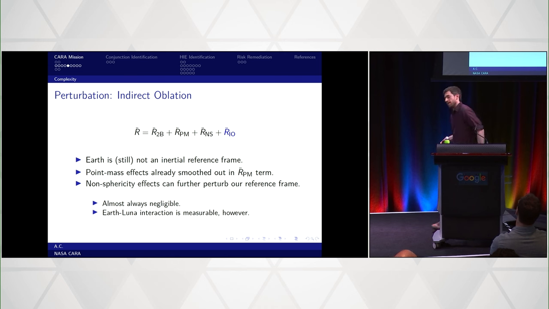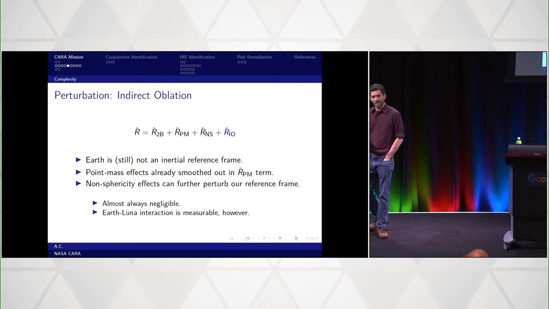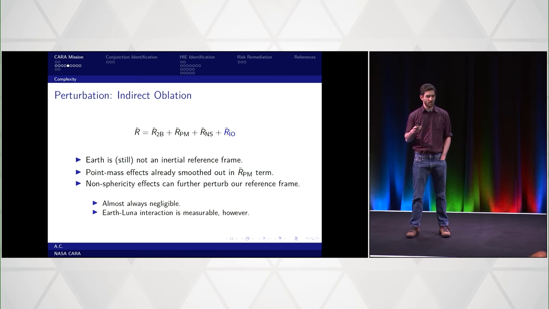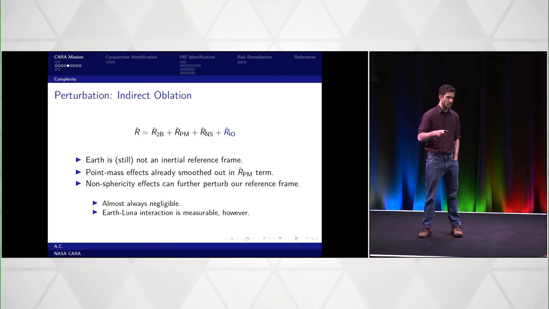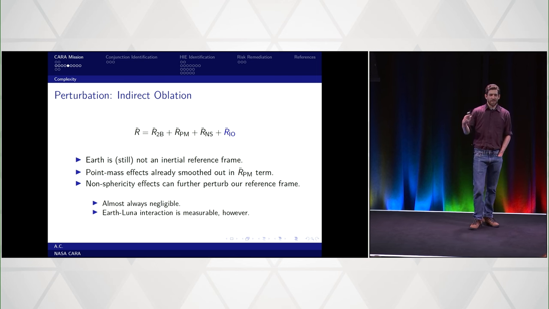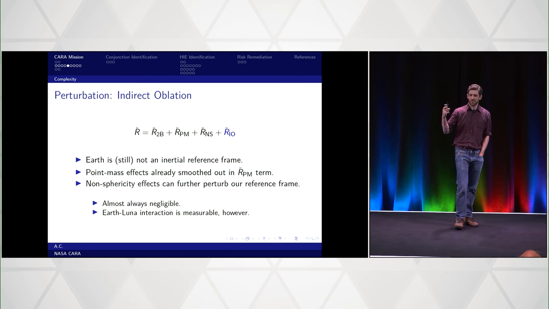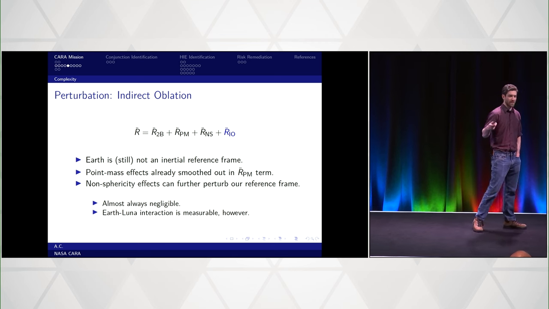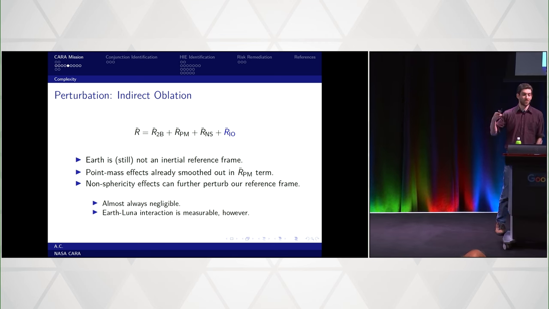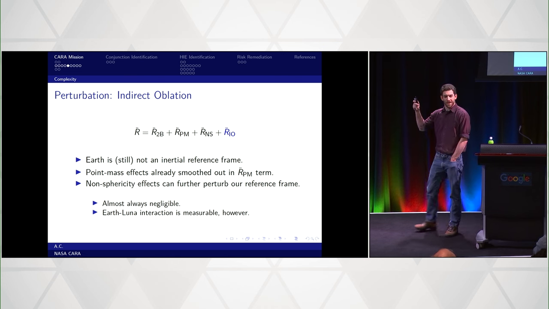There we go. All right, next perturbation, indirect oblation. So for point masses, we mentioned that the sun and the moon, they're yanking the Earth around, they're shaking our camera. But that's a second order effect. Non-sphericity is a second order effect, so can we maybe just ignore the second order effect of a second order effect, where the non-sphericity of the Earth is causing it to be yanked around not quite the way that our point mass equations were expecting?